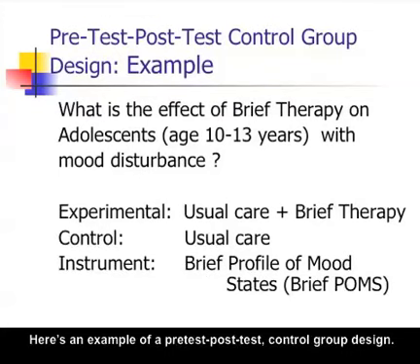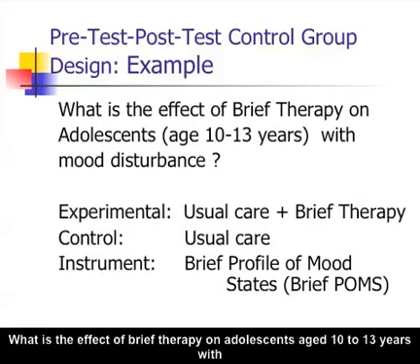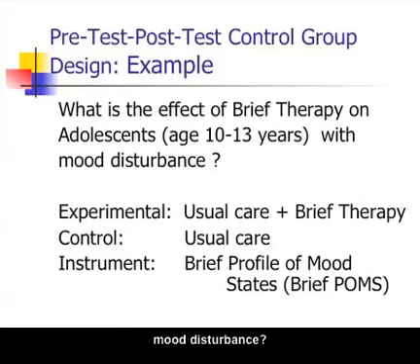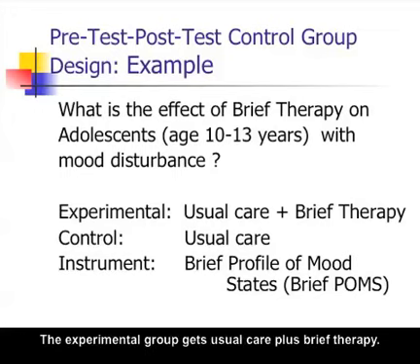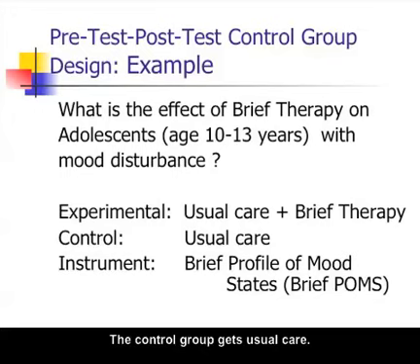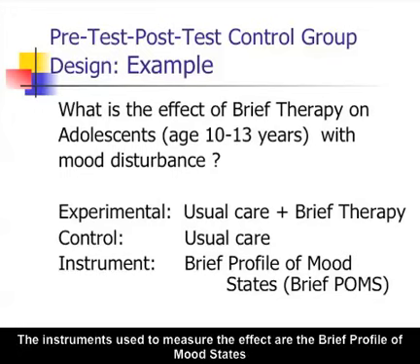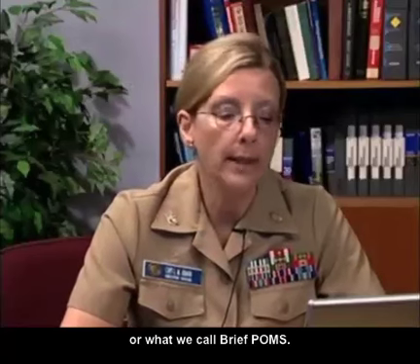Here's an example of a pretest, post-test control group design. What is the effect of brief therapy on adolescents aged 10 to 13 years with mood disturbance? The experimental group gets usual care plus brief therapy. The control group gets usual care, and the instruments used to measure the effect are the brief profile of mood states, or what we call brief POMS.